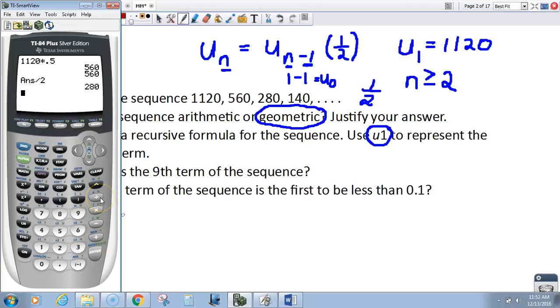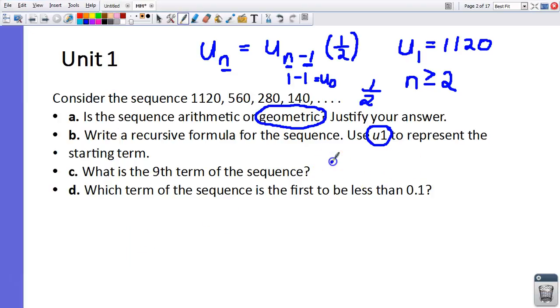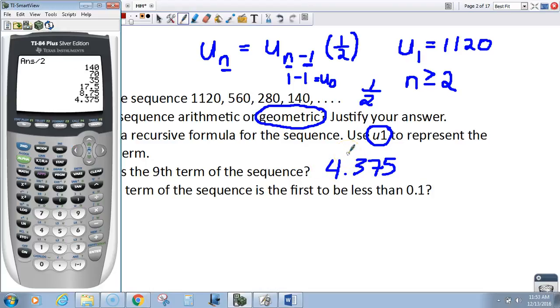Then if I divide, so that's 1, 2, that's my third term. Divide by 2 again. That's my fourth, fifth. Now I can just hit enter. 6th, 7th, 8th, 9th. So my 9th term is 4.375. Okay, but if you were off by a term, you may have given me the term before that or the term after that, okay?